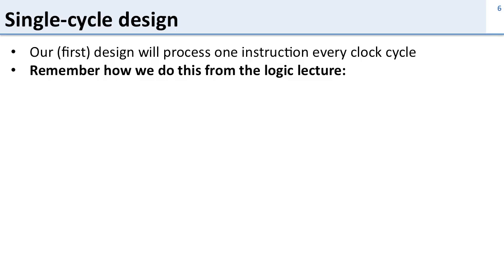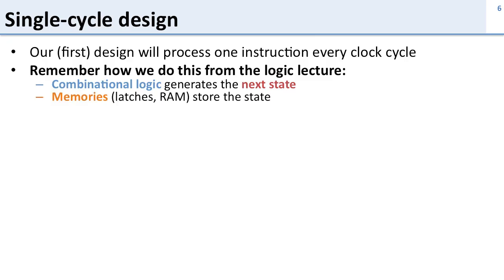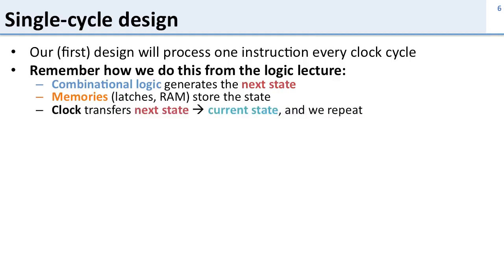So let's remember how we design this sort of logic from our logic lecture. We have combinational logic that generates the next state. We have memories that store the state. So these can be latches or RAMs. And we have a clock. And the clock transfers the next state to the current state and then we go and we run around the loop again. So we use combinational logic to generate a new next state, and then on the next clock we store it.